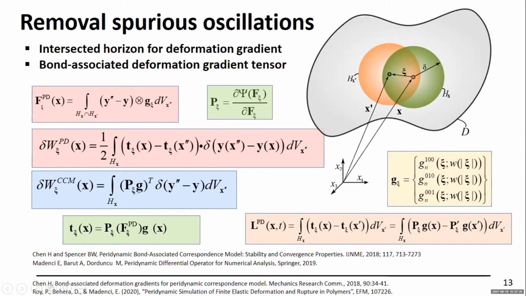Again, we go through the same procedure as before. We equate the strain energy density coming from peridynamics and classical continuum mechanics. We obtain the force density vector for that particular bond, and we write the equilibrium equation in this particular form here: P xi G, P prime xi, G prime. It's very similar to what Silling derived in 2007, but the only difference is that we identify the deformation gradient tensor with a particular bond rather than with a point. And this concept was introduced by Chen and Spencer in 2018. We also used it later on in 2018 and 2020.